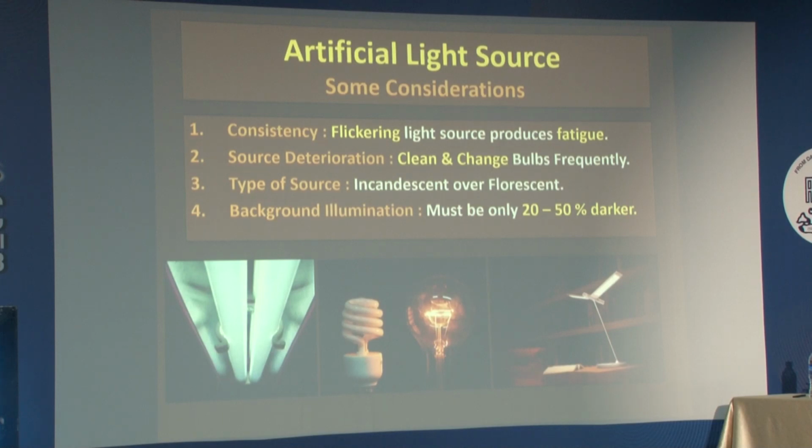The second thing is source deterioration. Most incandescent bulbs have got tungsten filaments, and that decays with time. So after every few months, you have to keep replacing the bulbs or cleaning them of carbon deposits on top. The source is also very important. One must always choose an incandescent regular yellow bulb like that over a CFL or a fluorescent tube. The reason will become very clear in the next slide. And the fourth thing to remember is the background illumination must be 20 to 50% darker.